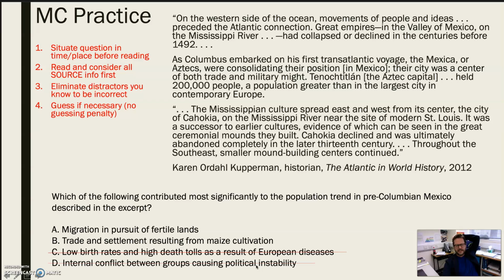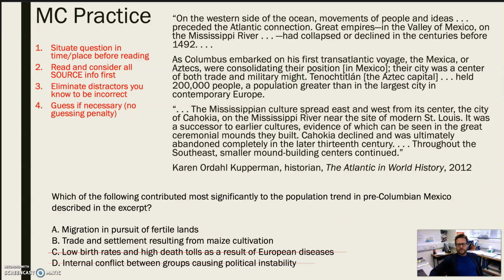So it takes D and C out of it. And so that brings us down to A and B. Now, A here is the tricky one. Migration in pursuit of fertile lands. That would be one that I would think would be like, oh, they're trying to trick you with that one.